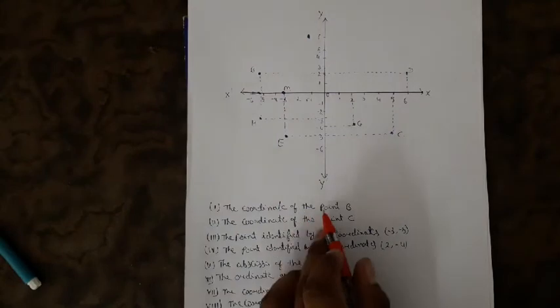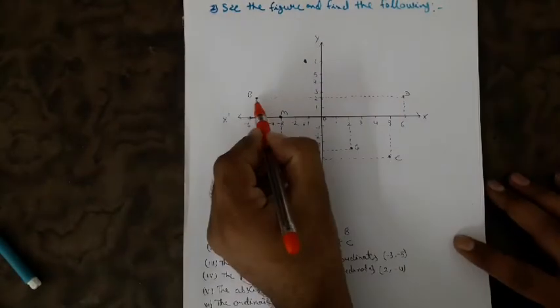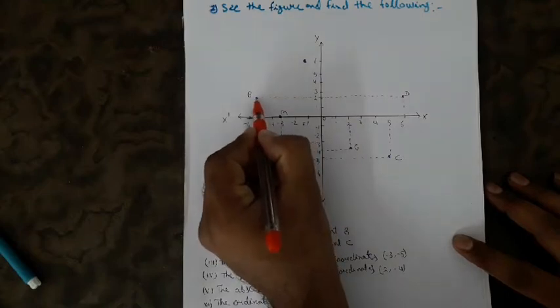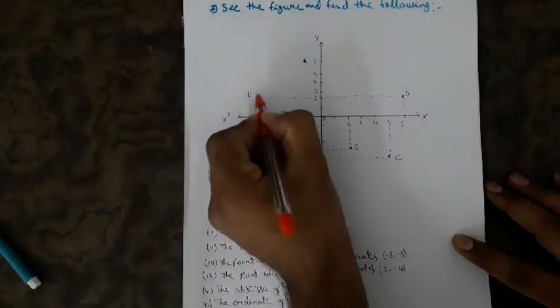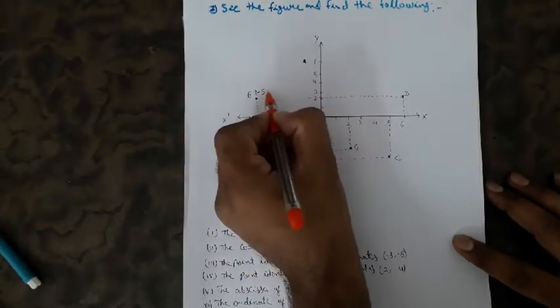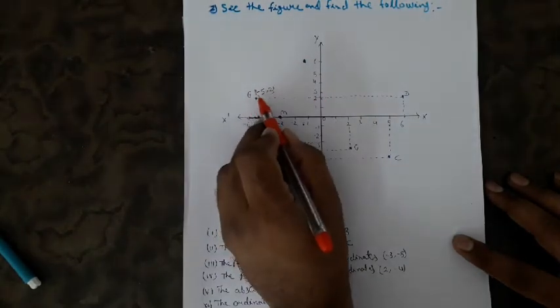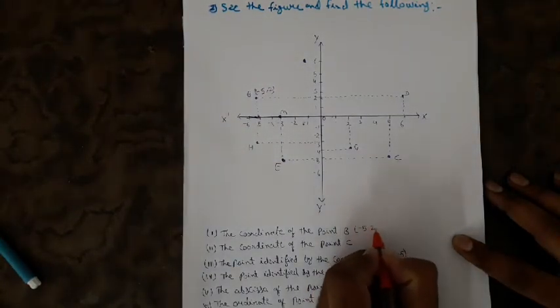The very first question is the coordinate of the point B. See, B first, it is intersecting the x-axis at where? -5. So we have to write the coordinate of the x-axis first, and it is intersecting the y-axis at 2. So the coordinate of point B will be -5 and 2.